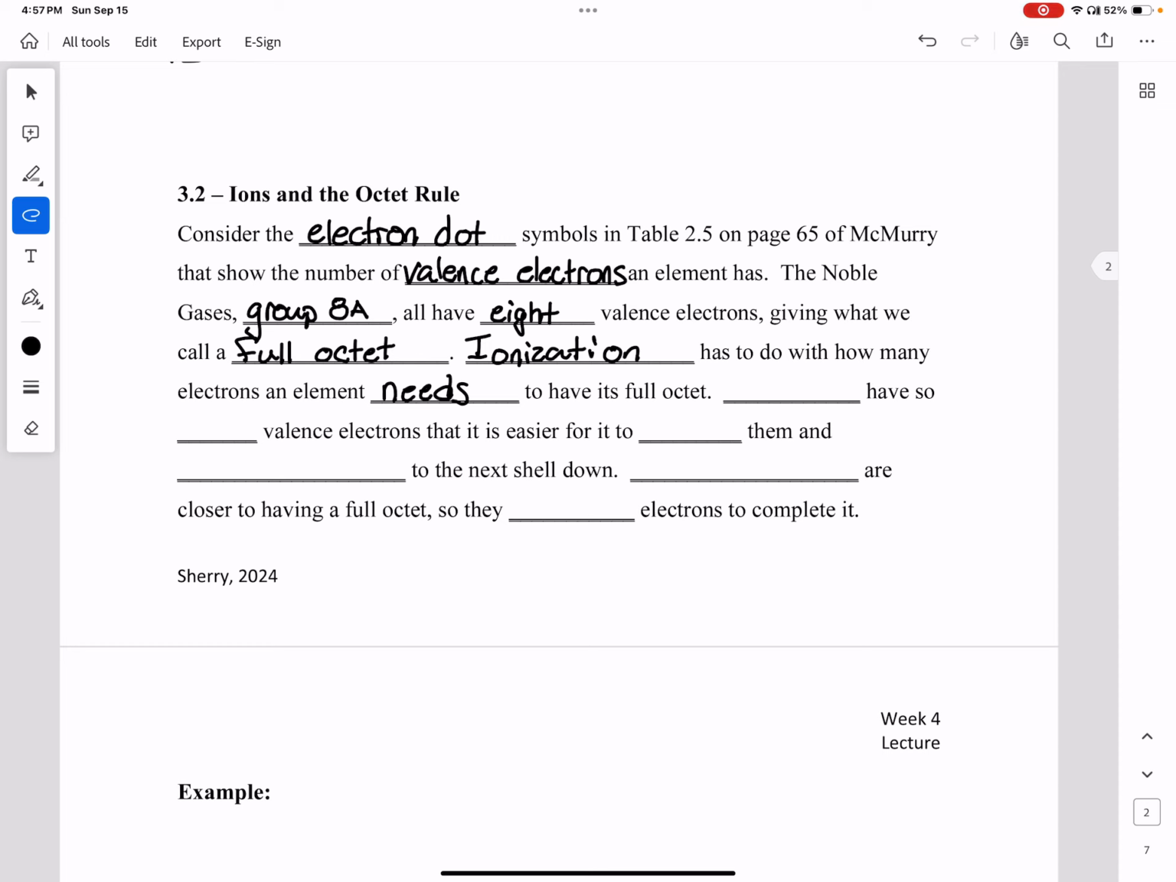So metals, if you look at table 2.5 still, have so few valence electrons that it is much easier for them to lose them and downgrade to the next shell down. Okay, nonmetals, though, have so many electrons, they're closer to having a full octet. They're at least over halfway, so they tend to gain electrons to complete it.